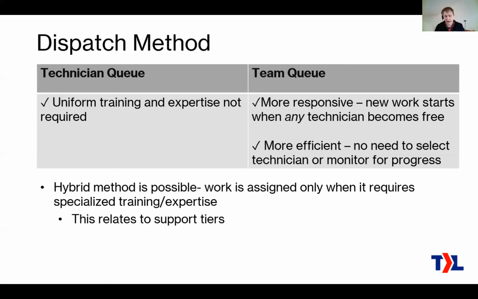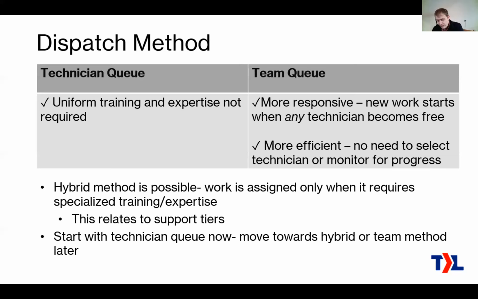If you have multiple tiers, you're already doing this. If you aren't big enough yet to have multiple tiers, then this is an easy way to start. So what you can do is start with a technician queue now, and as you improve the training on your team, and the documentation for the customers, so that you don't have only one technician who knows anything about a certain customer, so the whole team can help with any customer, then you can move toward the hybrid, and then finally the team mode.